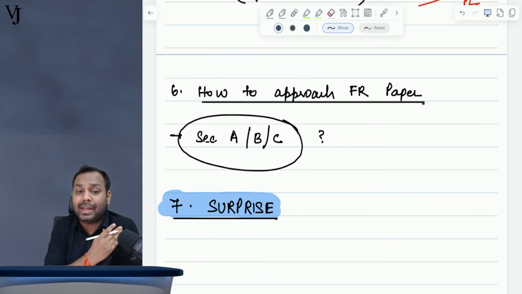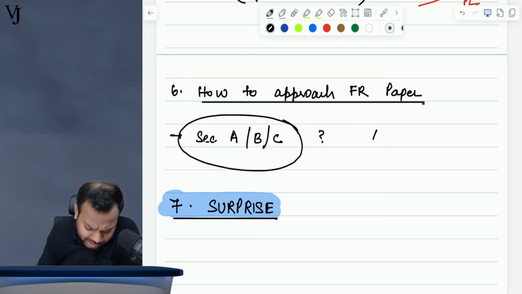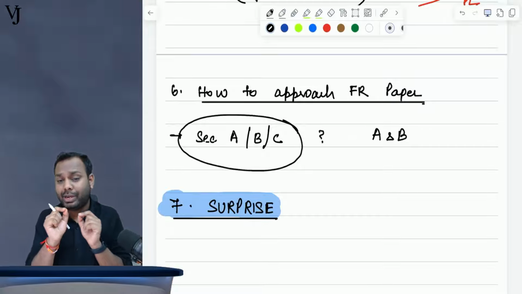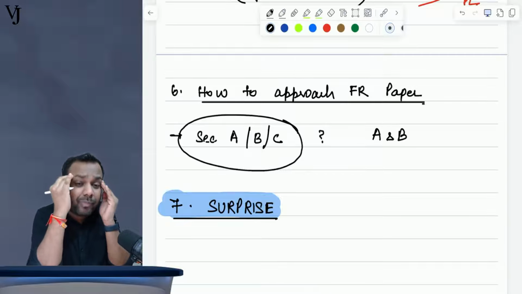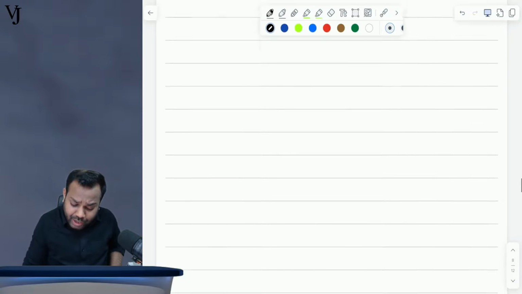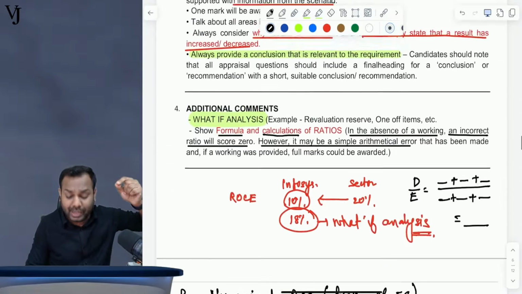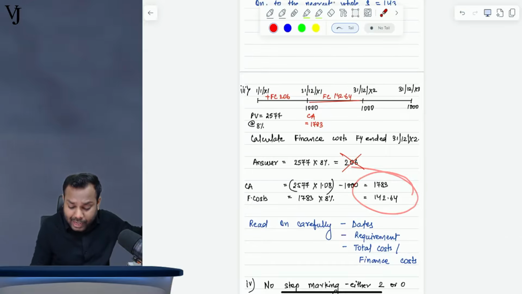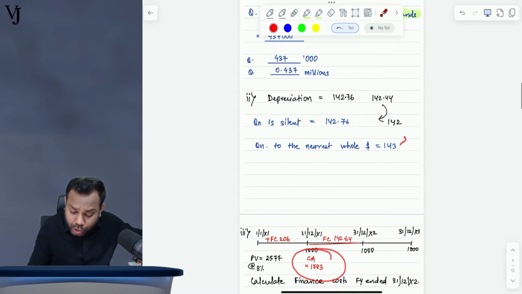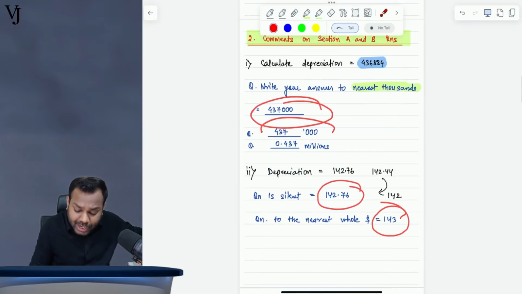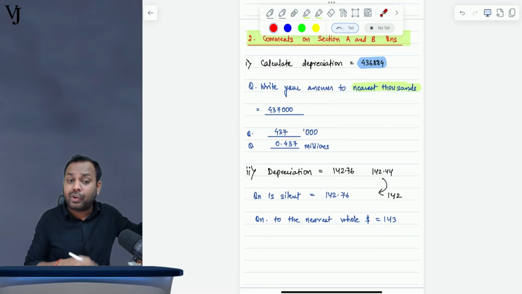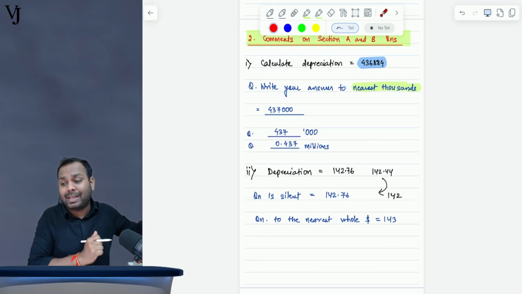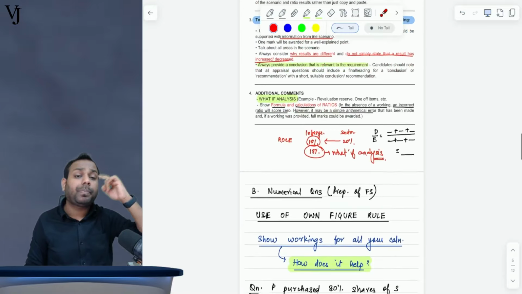If you take my recommendation, I will say first solve section A and B. Why? Because sections A and B require huge presence of mind. They are very small, minute things, and there are small mistakes you could make in the exam. If your answer is wrong, you are scoring 0. There is no step marking. There is no own figure rule that applies. So it requires huge presence of mind.